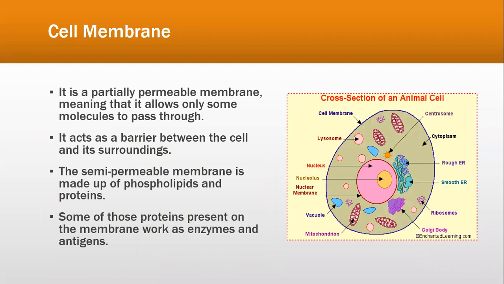It is a partially permeable membrane, meaning that it allows only some molecules to pass through, and it also acts as a barrier between the cell and its surroundings. The semi-permeable membrane is made up of phospholipids and proteins. ये आप A levels में ज़्यादा detail में पढ़ेंगे, but how are actually phospholipids connected in making these cell membrane?